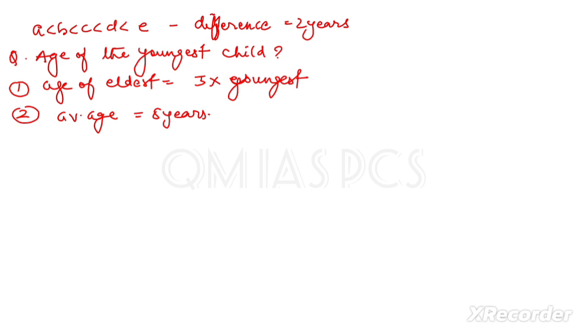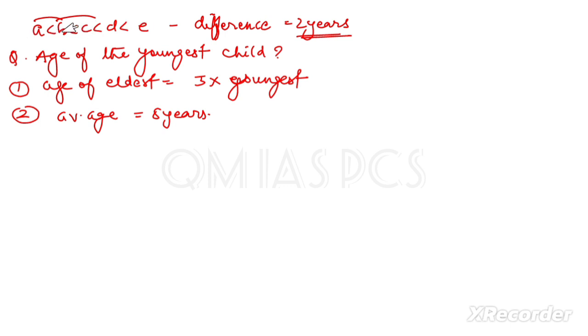Okay, look at this question. I have just written the important things, whatever the statement is given. A is less than B is less than C is less than D is less than E, and the difference between their consecutive ages is 2 years. Let me clear this up. If the age of A is 10 years, what will be the age of B? It will be 12. Then C is 14, this is 16, this is 18. I think I am right here.